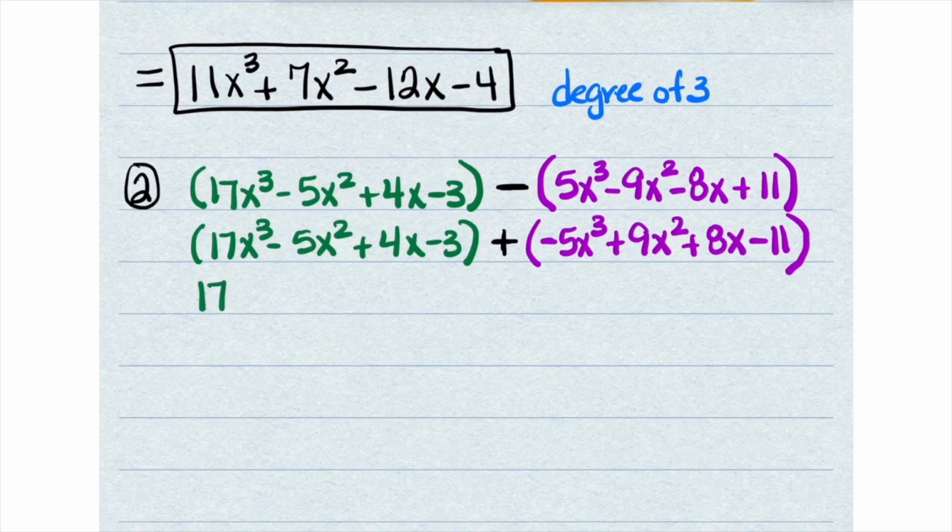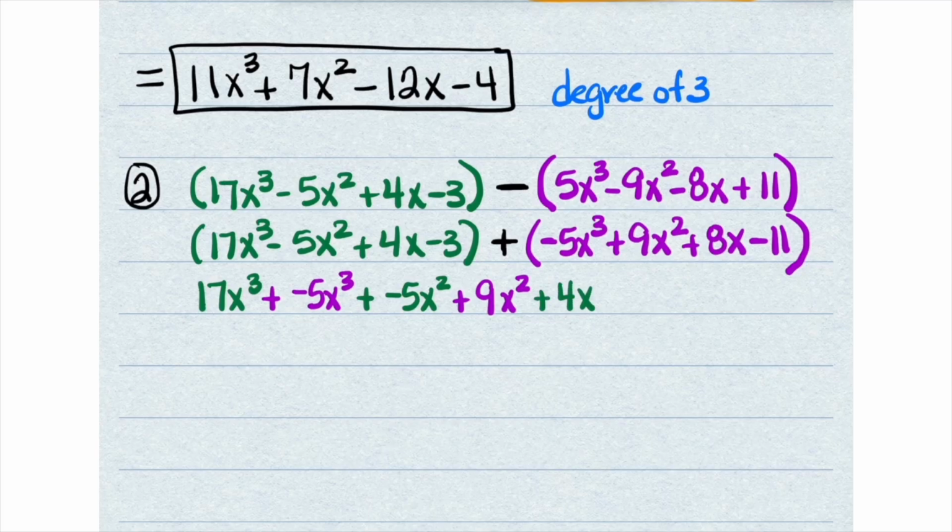So we have 17x cubed plus a negative 5x cubed. Y'all see what I did there? And then we have plus a minus 5x squared plus a 9x squared, plus a 4x plus an 8x, plus a negative 3 plus a negative 11. So you're like, Dr. B, what did you just do?